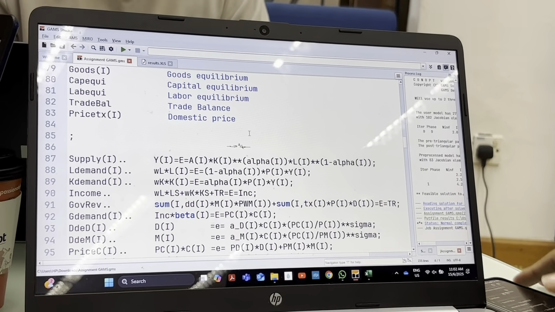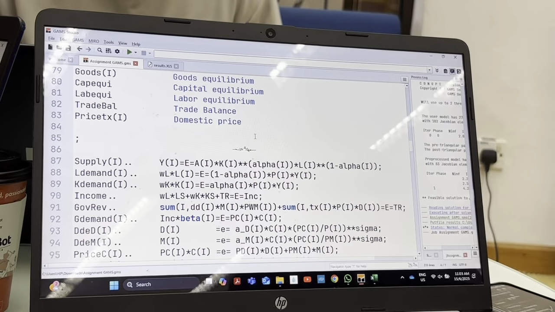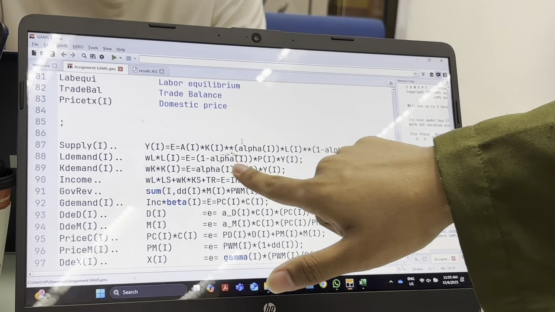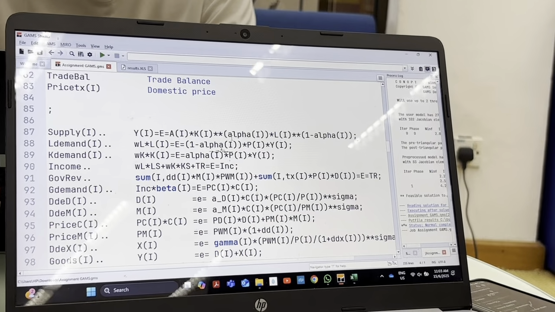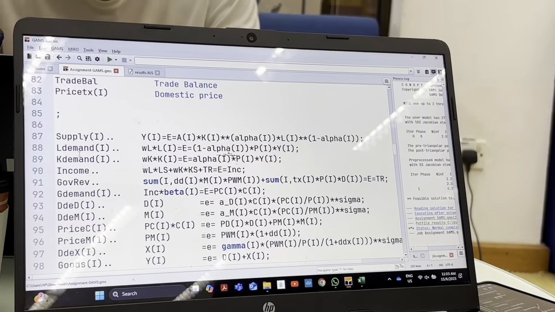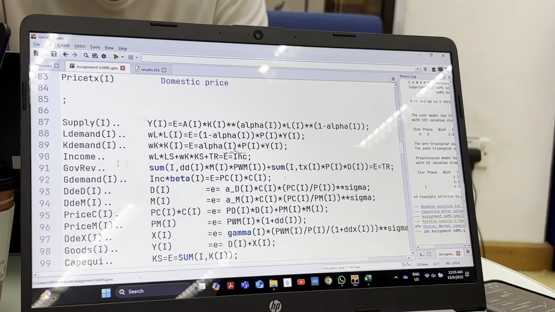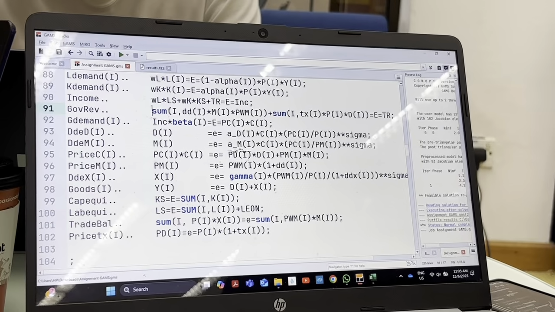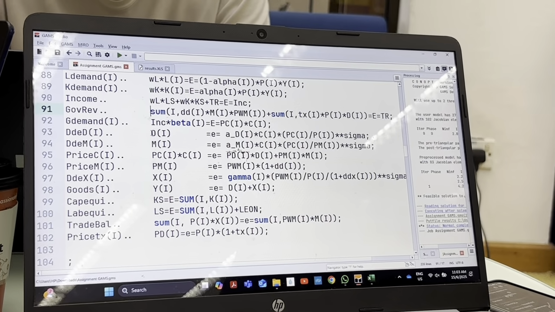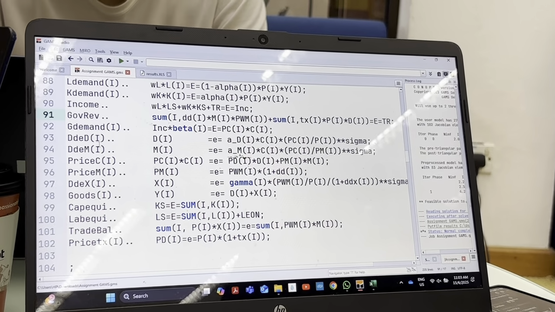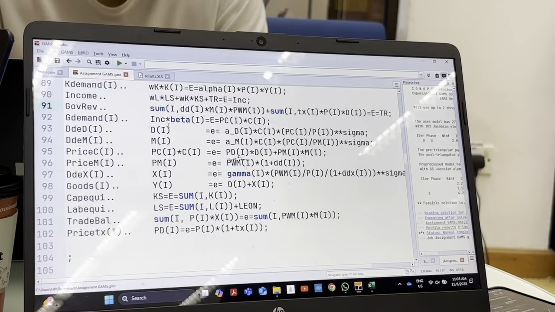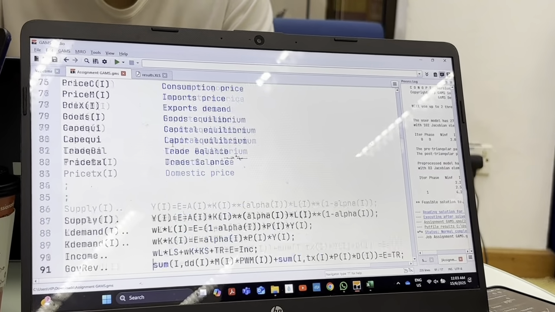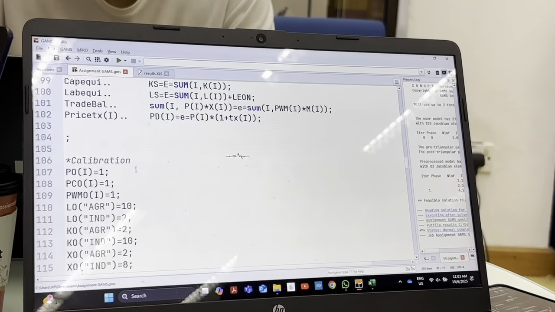After that, we show the structure of each of the variables and equations. Firstly, this is the supply function, these are the labor demand equations, these are the capital demand equations, income, government revenue function equation, how it looks like, government demand, and all of these are the equations. You can see we have listed down all that we have mentioned before. And then we move on to the calibration.